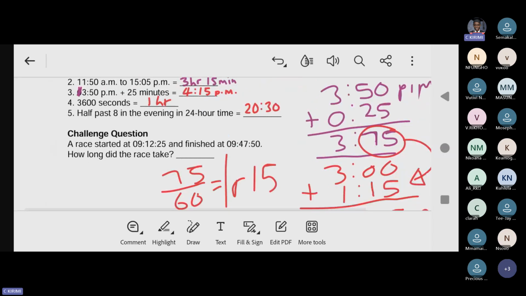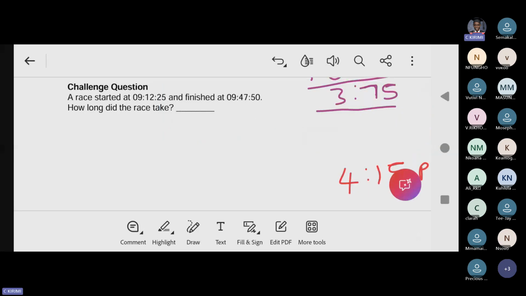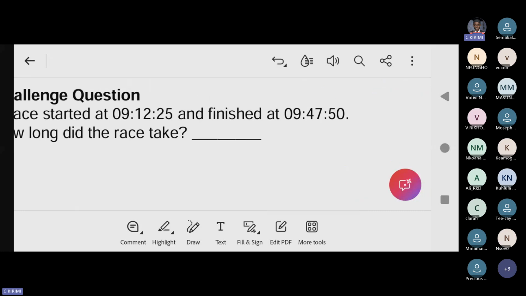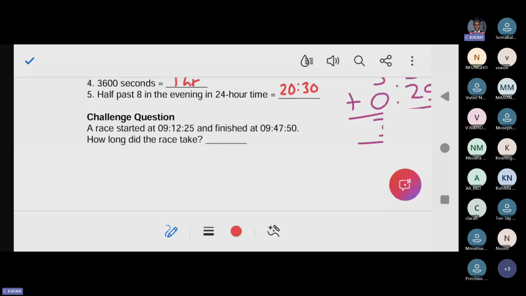Then the last question for this worksheet, a challenge question: a race started at 09:12:25, which means 12 minutes and 25 seconds past 9 in the morning. Whenever you see the 0, it's 24-hour notation. And we are finishing the race at 09:47:50, which means 47 minutes, 50 seconds past 9 in the morning.